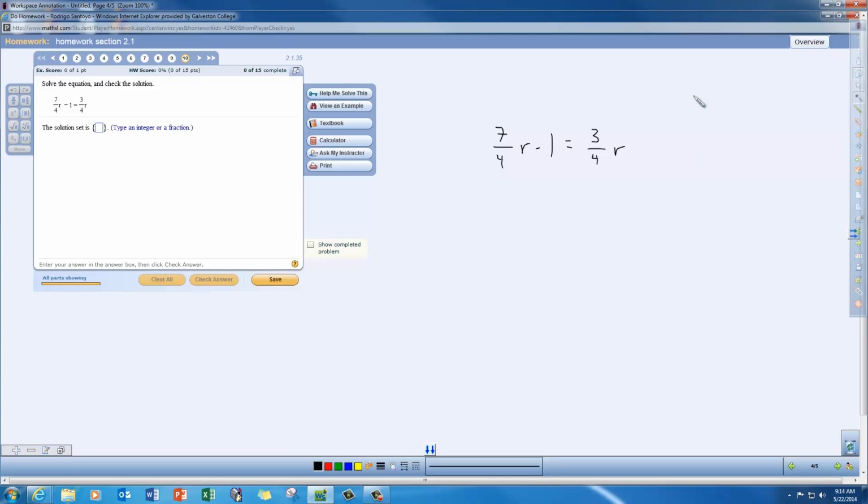One tip that you should know here is that you should always be moving the smaller variable term. So let's note that, okay? Always move the smaller variable term. Well, you might be asking yourself, did we do this in the previous question?